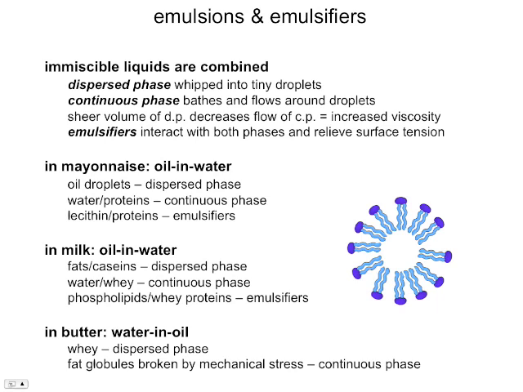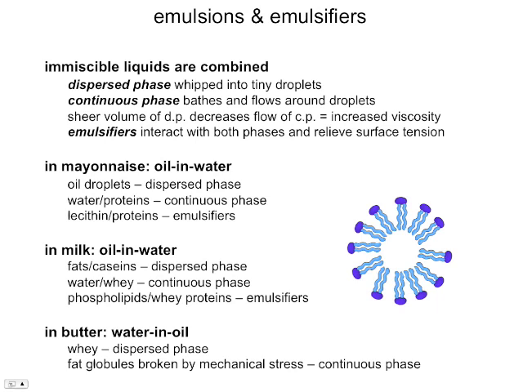And obviously mayonnaise is a very viscous emulsion. Another example of an oil and water emulsion is milk, of course. The fats and the caseins, those provide us our dispersed phase. Water and whey, that's our continuous phase. And as I mentioned before, the emulsifiers are phospholipids that are associated with the surface of the fat droplets, and the whey proteins themselves can act as emulsifiers, as we'll see.